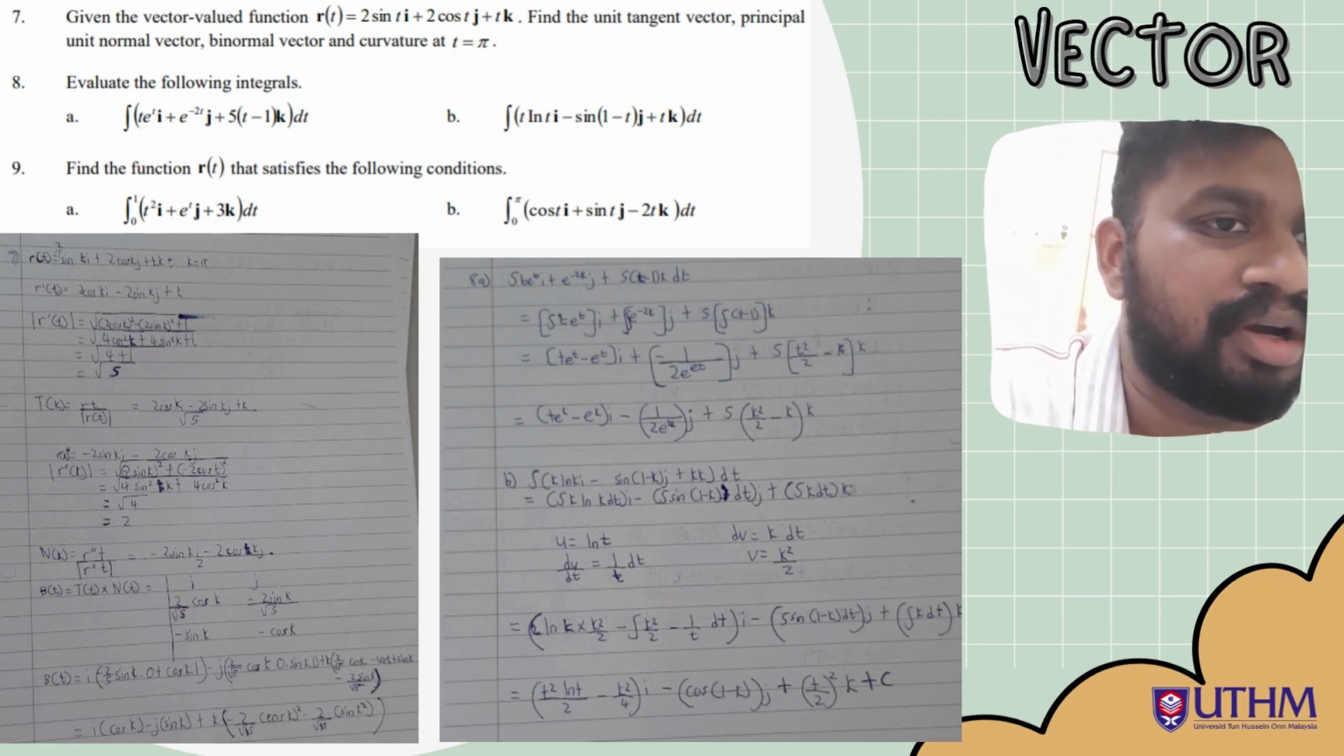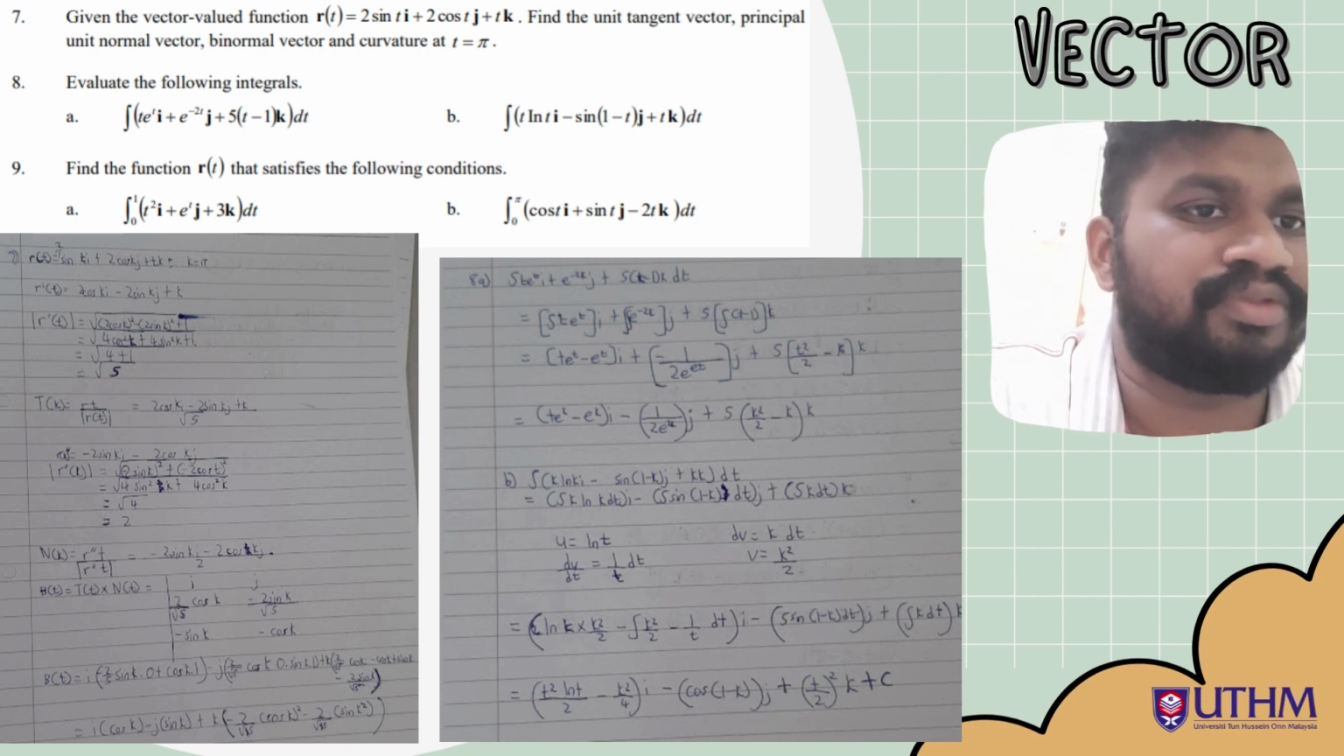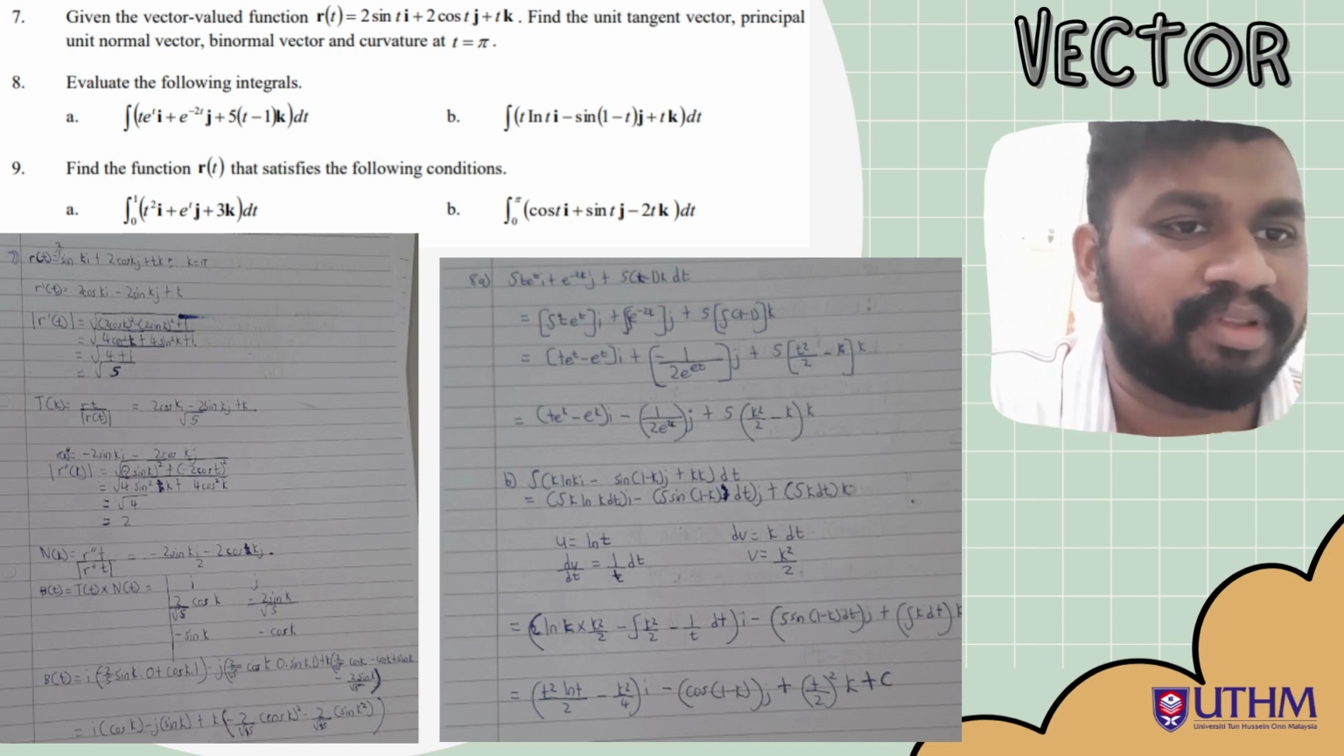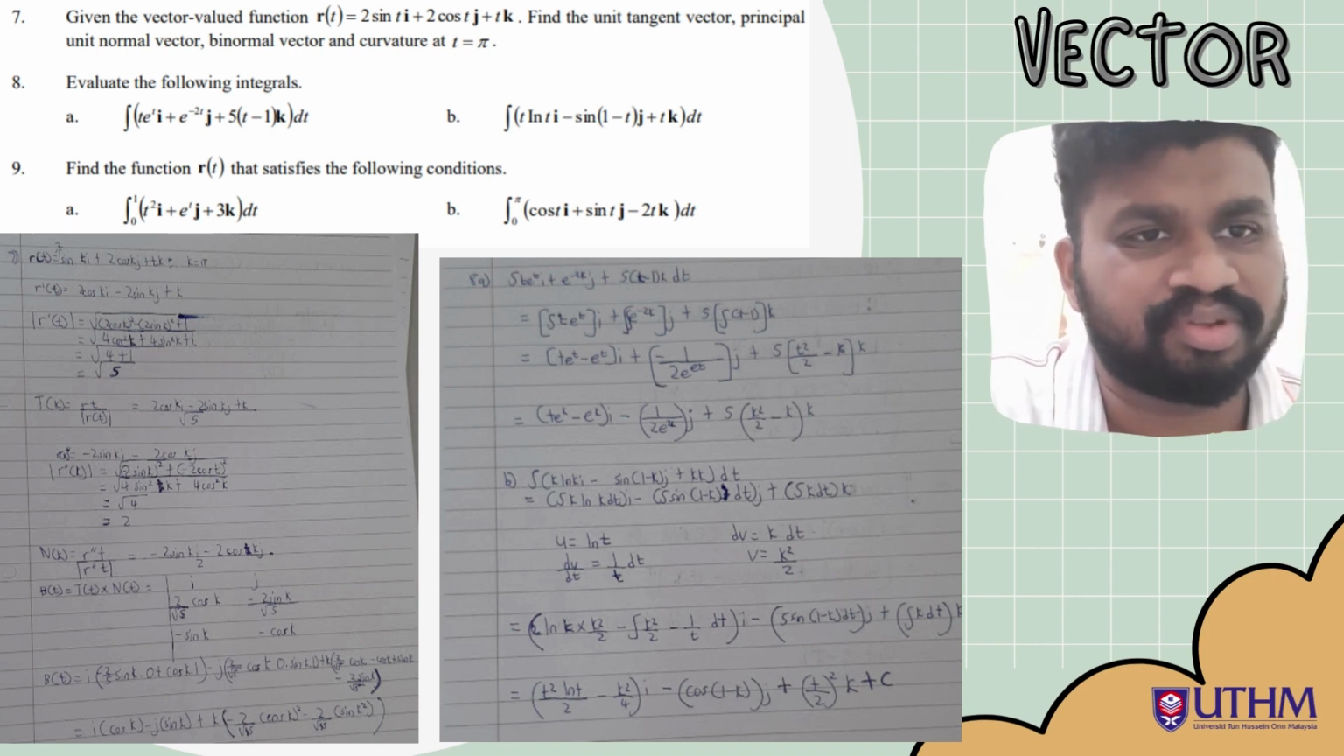So after that you have to substitute the t values. So you have two values. So t e to the t minus e to the t i, then plus bracket negative 1 over 2 e to the power of 2t j plus 5 bracket t squared over 2 minus t, to the power of k. So you close the bracket, then you get k. After that, t e to the t minus e to the t equals the i part, minus 1 over 2 e to the power of 2t, which is j, plus then 5 bracket t squared over 2 minus t over the k. This is the solution for the first question, 8a.